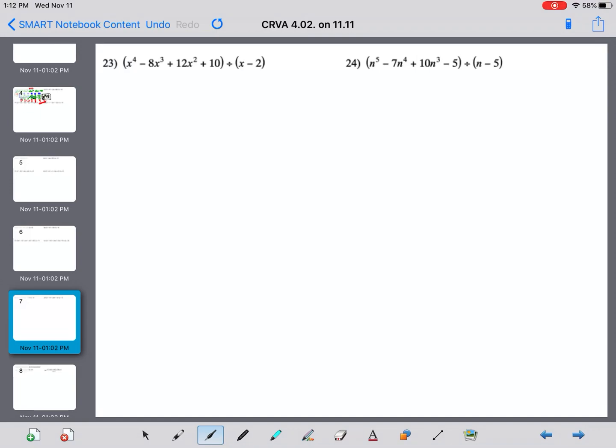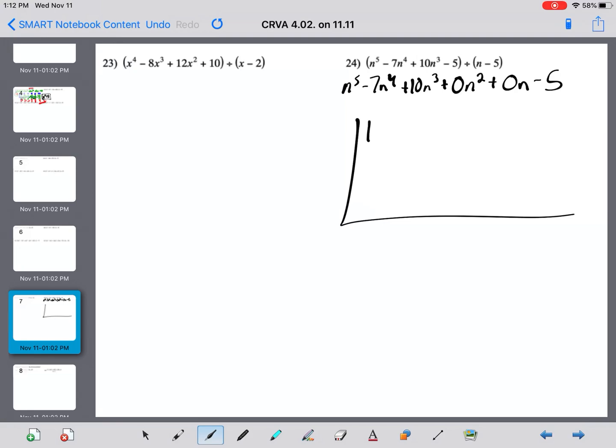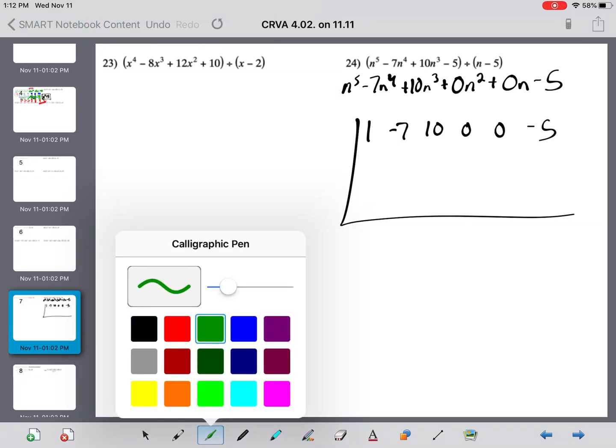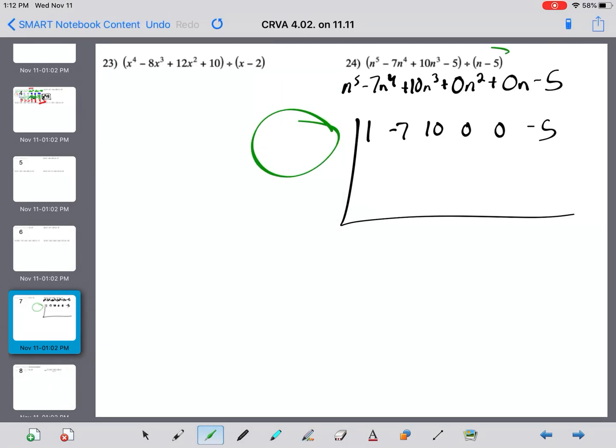Let's try number 24. Number 24, I've got n to the 5th minus 7n to the 4th plus 10n to the 3rd. How many n's to the 2nd? 0. 0n to the 2nds, or n squareds. 0 n to the 1s, or just n's. And I have a negative 5. So my coefficients are 1, negative 7, 10, 0, 0, and negative 5. My multiplier is going to be whatever makes this equal 0. 5 makes that equal 0. 5 minus 5 is 0.